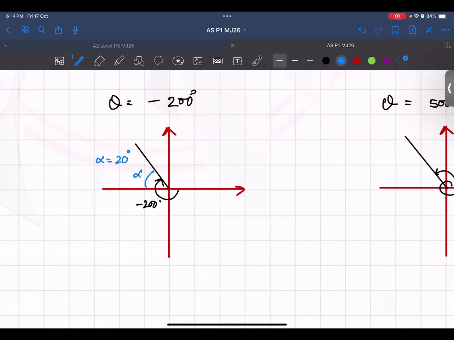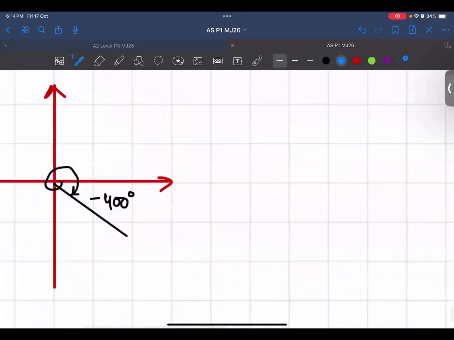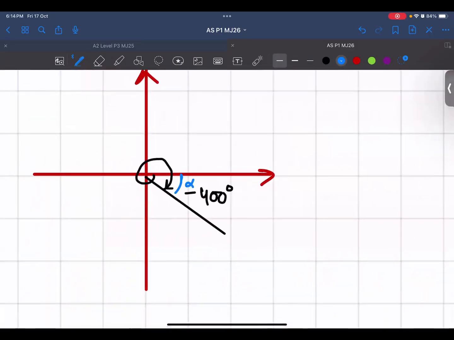This would be your alpha, which will be 140 minus, this would be 40. I think yes, 40. Total is 360 plus 180. 360 plus 180 is 540. And 540 minus 500 is 40. For this one, this is your alpha. And alpha is 40.